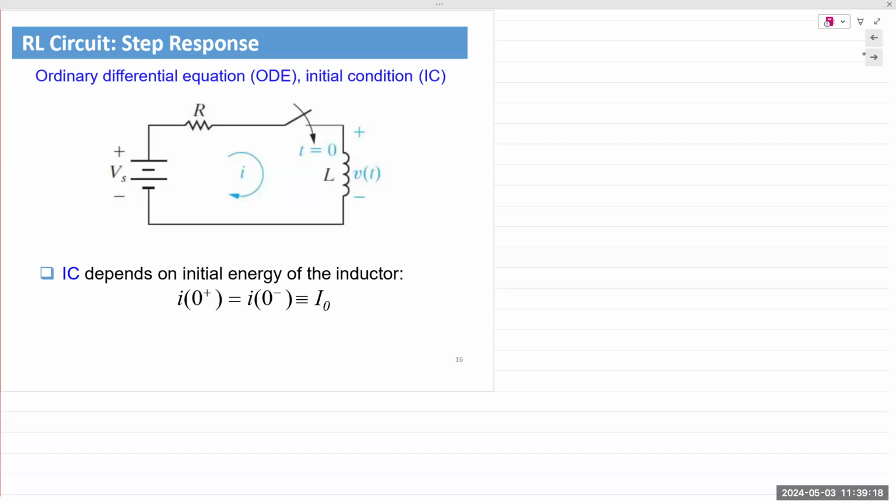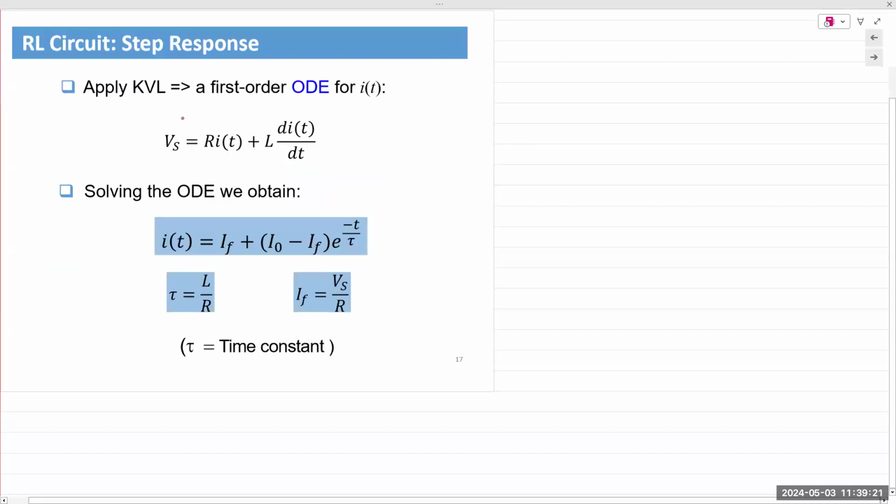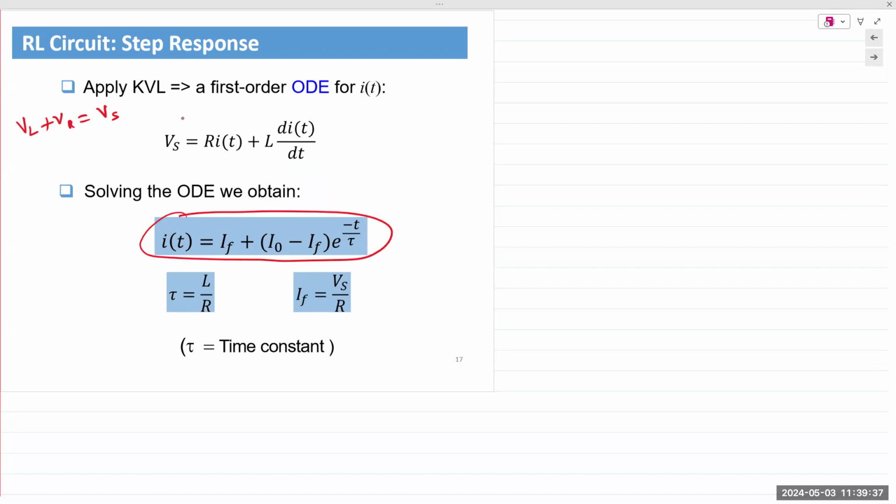This time, when you apply KVL, you have VL plus VR equal to the source, VS, not equal to 0. You solve that equation and you obtain I of t is IF plus I0 minus IF times e raised to minus t over tau. Similar structure, similar form, it still has an exponential relationship with time. That does not change. We have one extra term in here. It's not just the initial, but it's also the final value.